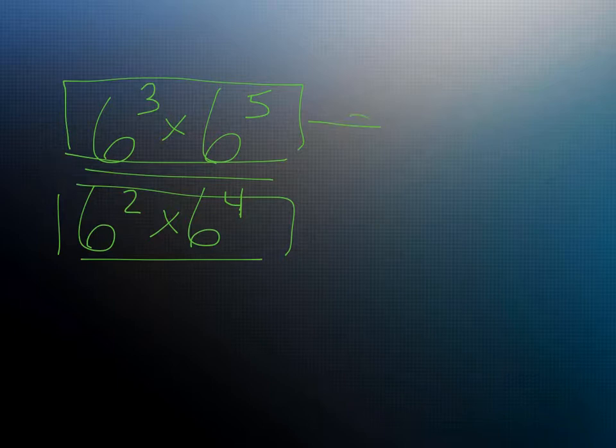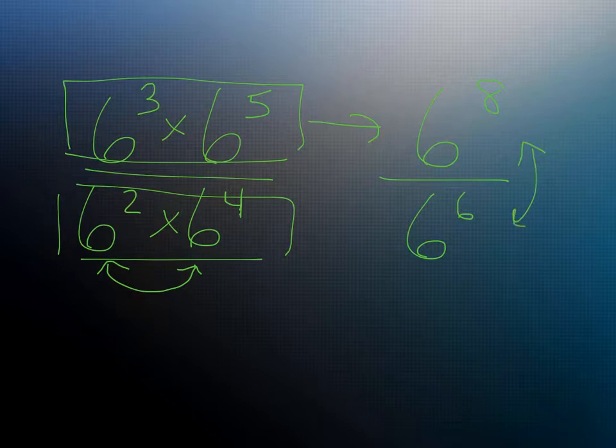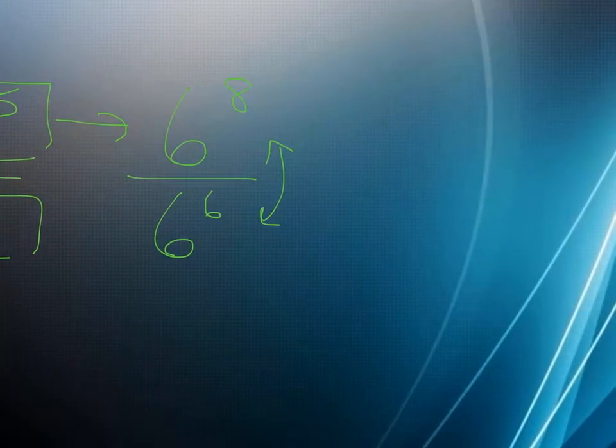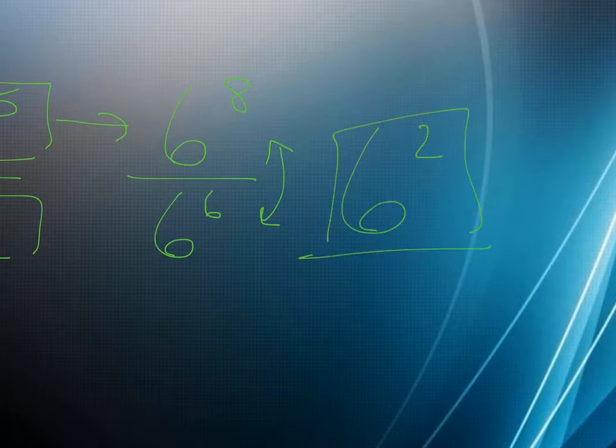So 6 to the power of 3 times 6 to the power of 5, since the powers are being multiplied, we're going to add the exponents. So 3 plus 5 gets us 8. And in the bottom, same rule, they're being multiplied, so we're going to add these exponents, and 2 plus 4 gets me 6. Now we need to utilize the quotient law. So since these two powers are being divided, we're going to subtract the exponents. So 8 minus 6 gets us an exponent of 2. So that would be the answer for that one.